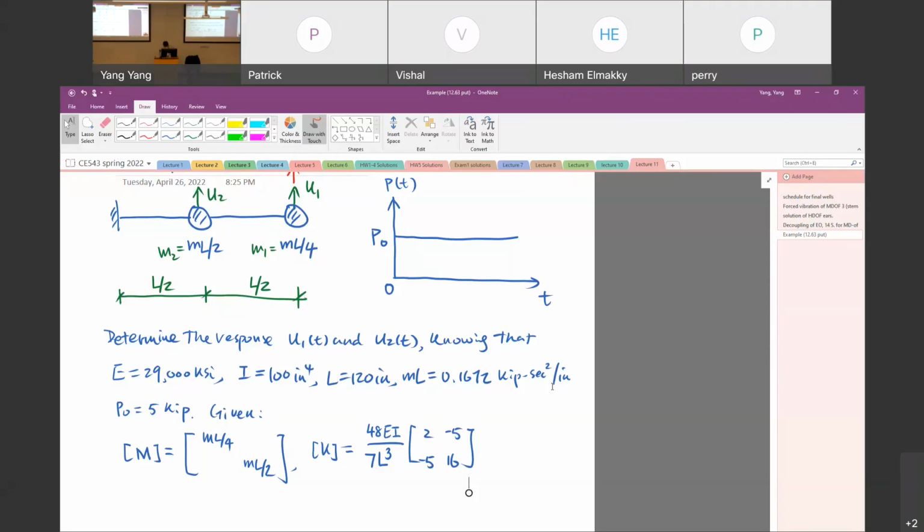So now let's have a short break, and after the short break, we will resume the discussion of the example. I'll show you how we can calculate the responses of the two methods using the procedure of decoupling.